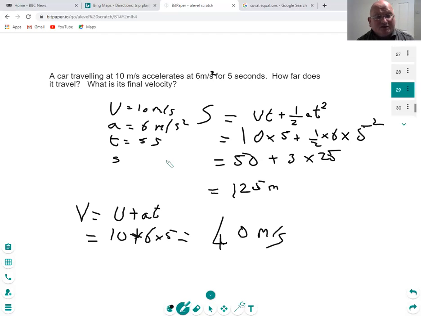Later on, I'm going to do the occasional video of questions, and then we'll come back to these Suvat equations, and you'll see that they're very, very useful for several different problem types that you will come across in A-level mechanics, applied maths.